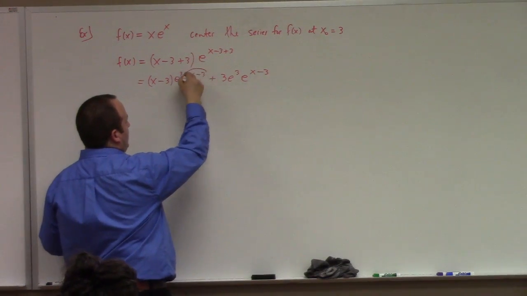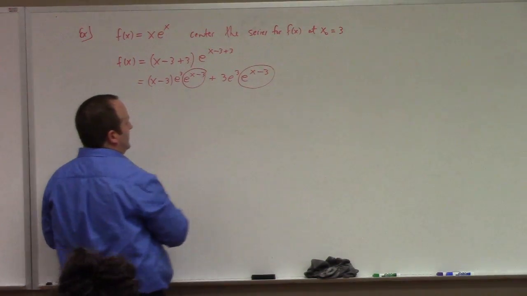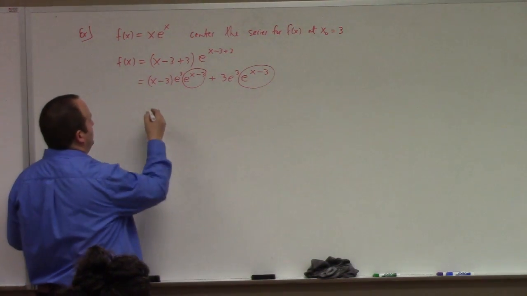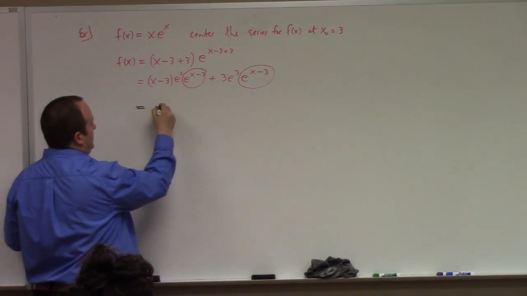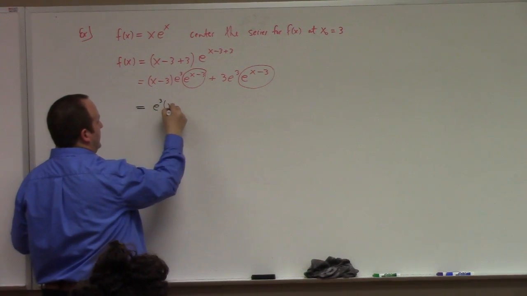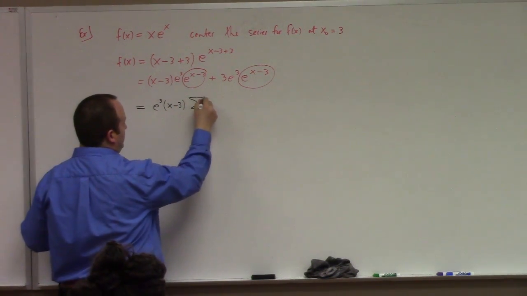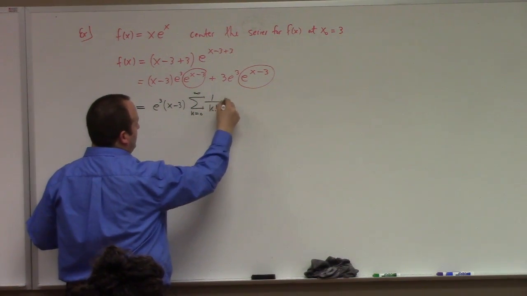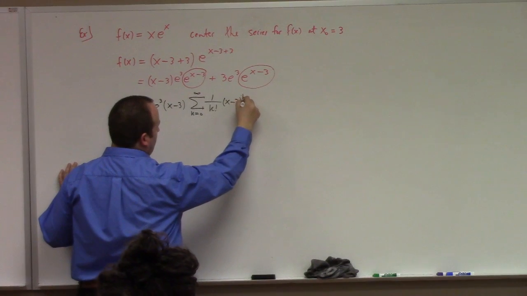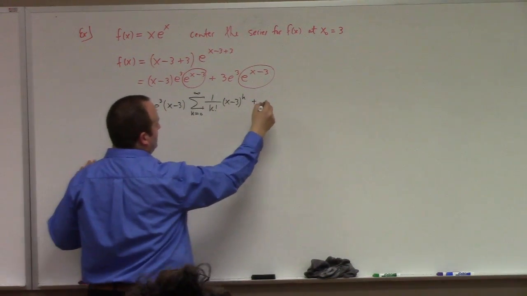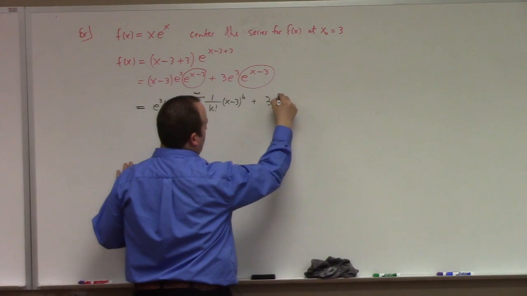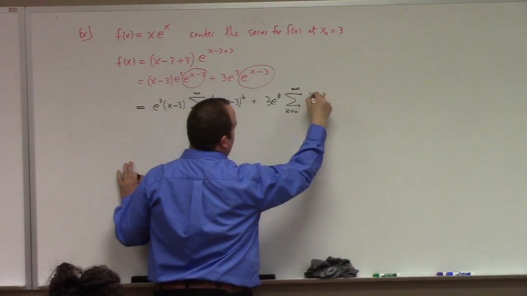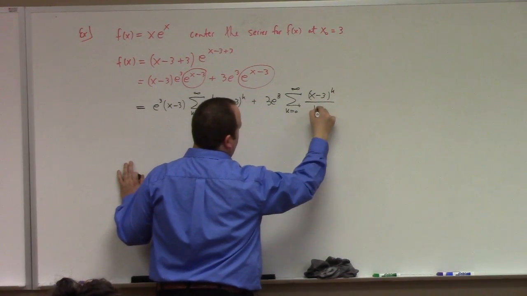So these that I'm circling, we can expand because those are just known Maclaurin series, right? So what you get is, I'll bring the e to the 3 out front. e to the 3 times (x minus 3) times the sum, k equals 0 to infinity, 1 over k factorial, (x minus 3) to the k, and then plus 3e to the 3, sum k equals 0 to infinity, (x minus 3) to the k over k factorial.